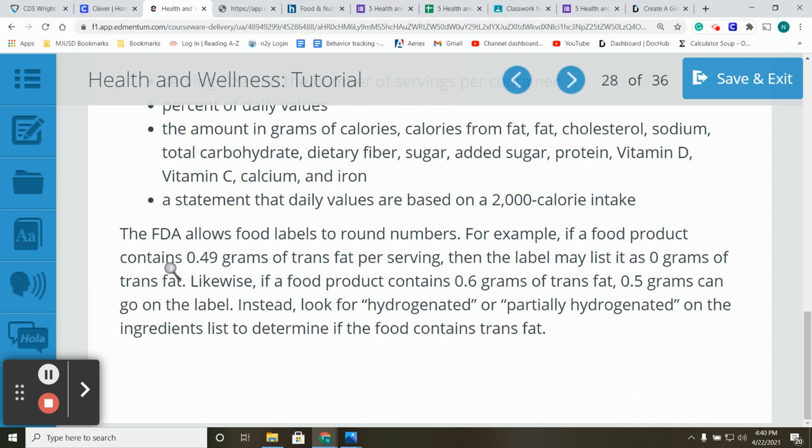The FDA allows food labels to round numbers. For example, if a food product contains 0.49 grams of trans fat per serving, then the label may list it as 0 grams of trans fat. Likewise, if a food product contains 0.6 grams of trans fat, 0.5 grams can go on the label. Instead, look for hydrogenated or partially hydrogenated on the ingredients list to determine if the food contains trans fat.